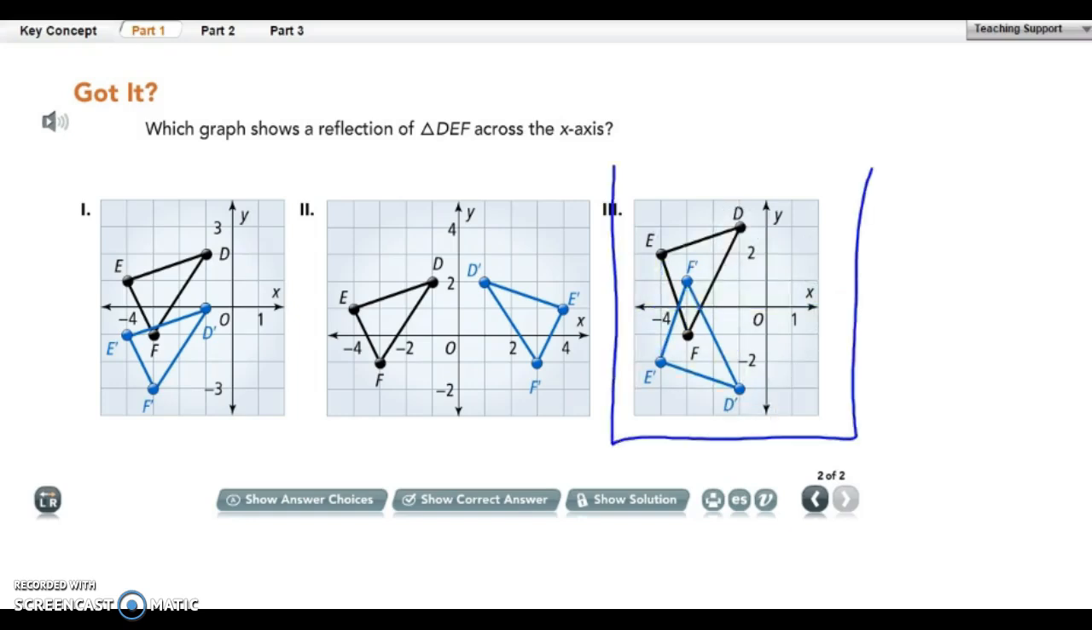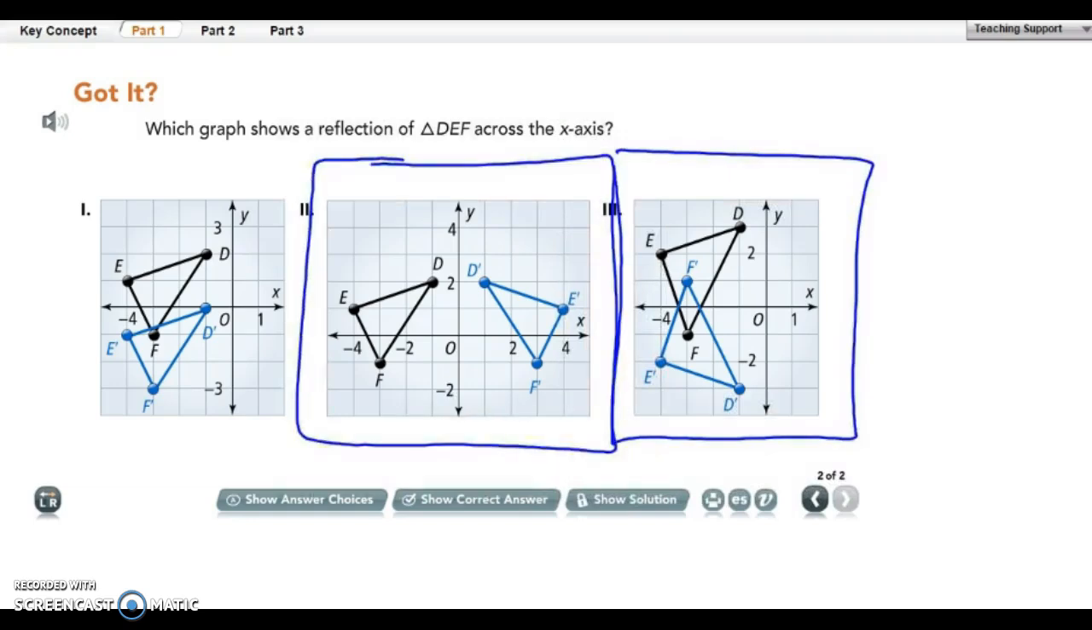So now the question is, which one of these is going to answer our question? It says we need to go across the x-axis. Well, this one, our line of reflection was on the y-axis. This one was on the x-axis. So the third one must be it.